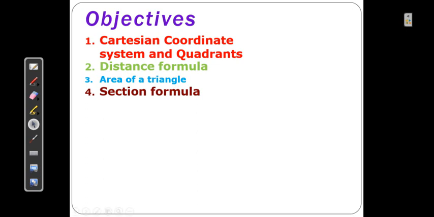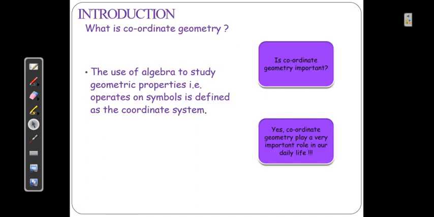In chess also, the coordinate system is used. So if you want to write the notes, if you are in standard ninth, you may write the notes. Just pause the video and you can write the notes. So the very first point is, what is coordinate geometry? I just told you, the use of algebra to study geometric properties is called the coordinate system, right?